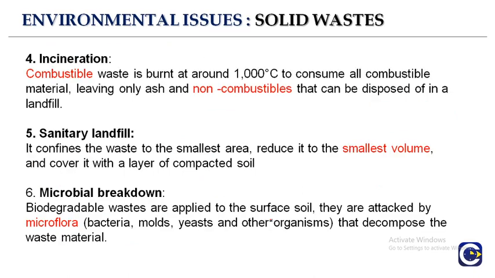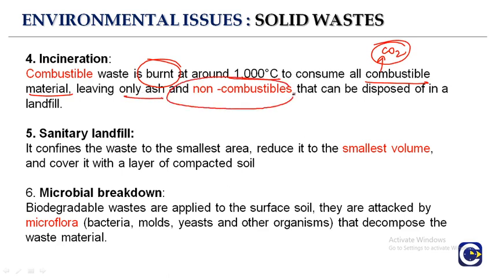Next is incineration. Like we have seen, incineration can be done, so combustible waste is burnt, right? So we can burn at around 1000 degrees Celsius to consume all the combustible material. There's a release of carbon dioxide in the combustion process. It leaves only ash and the non-combustible material that can be disposed of in a landfill. So we can use the process of incineration.